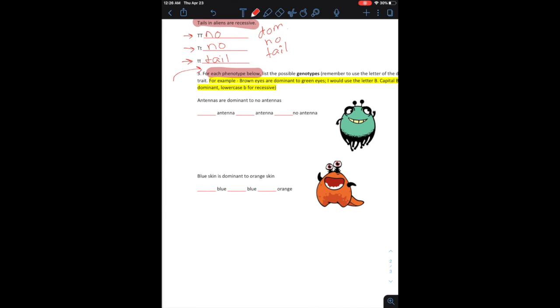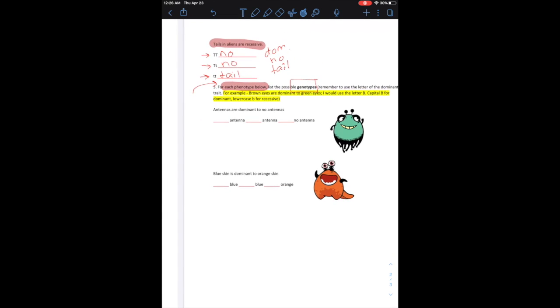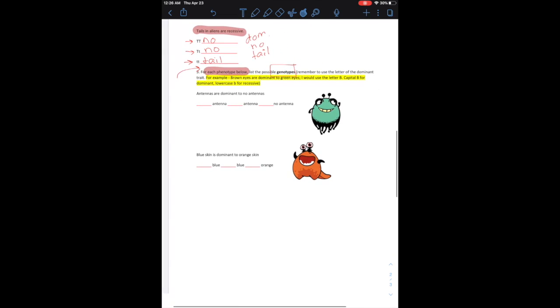Okay, now for the last one, it's the opposite. It's giving you the phenotype. It's giving you the physical trait. You have to determine the possible genotype. Okay, and remember to use the letter of the dominant trait. You always use the letter for the dominant trait.